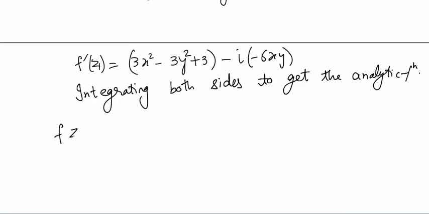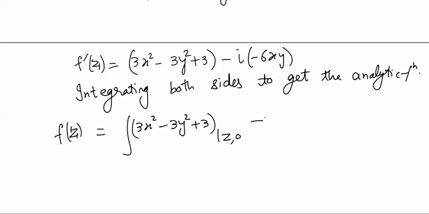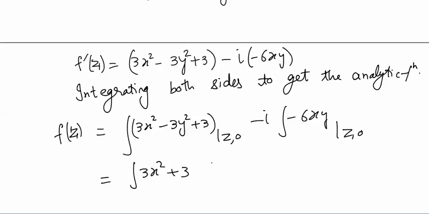So f(z) is equal to the integration of 3x square minus 3y square plus 3 at (z, 0), minus iota times the integration of minus 6xy at (z, 0). So when it is (z, 0), we substitute that and then integrate it, right? If I put (z, 0), this will become the integration of 3x square plus 3. I am putting (z, 0), right?